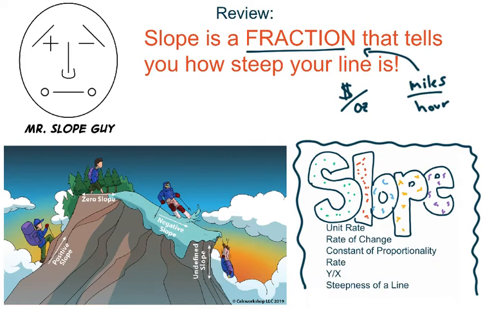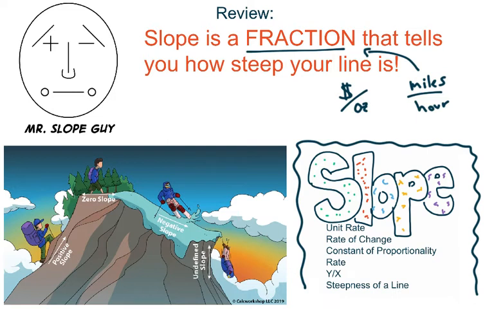So when we looked at it on a graph, we looked at four different types of slope. We had positive slope where your line was increasing. We had zero slope where it was flat the whole way. We had negative slope where it was decreasing. And the last type was a vertical line called undefined slope where the slope didn't really make sense. Here's Mr. Slope Guy to help you remember this. There's a positive slope, a negative slope, an undefined slope, and a zero slope.